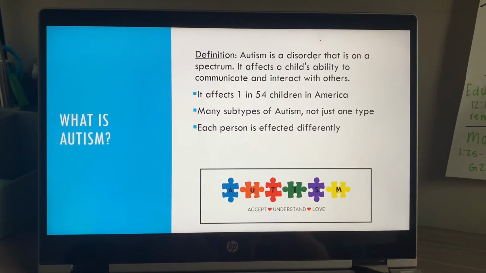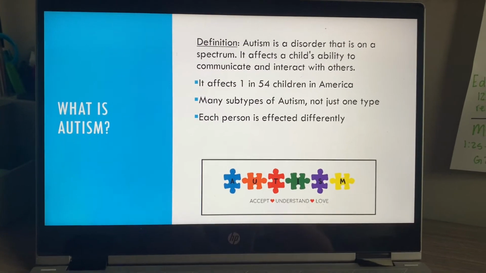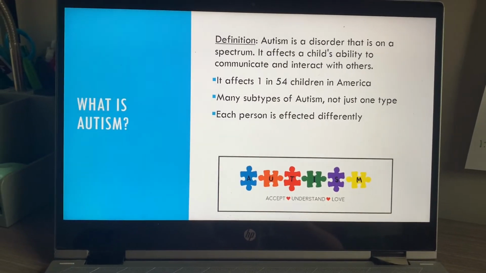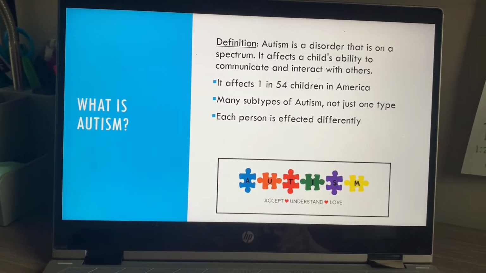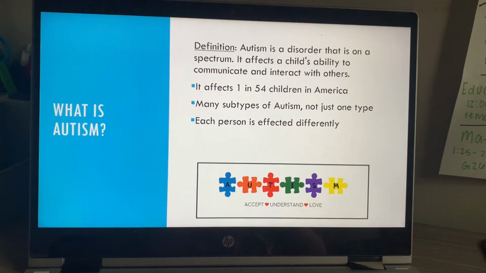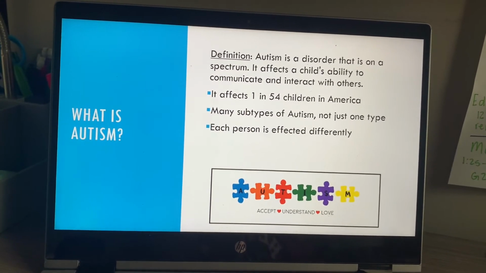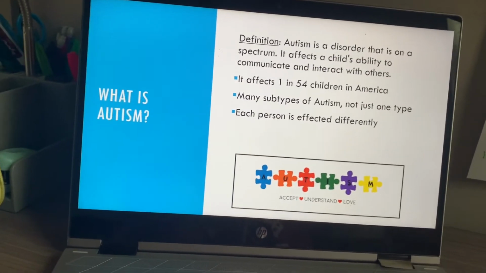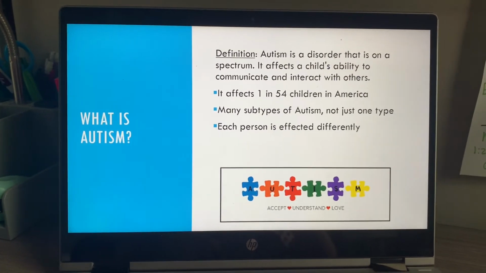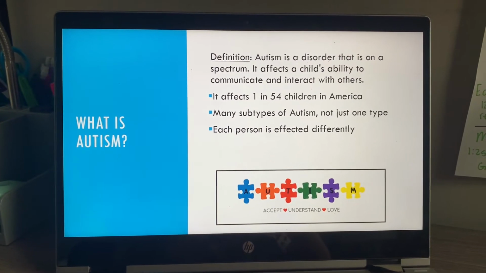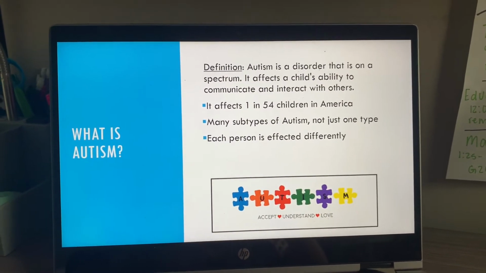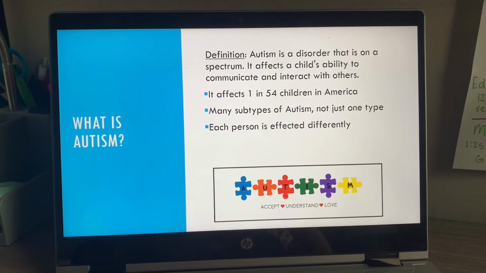Okay, I hope you got that bell work question answered, and now we are going to start off. So, what is autism? Autism is a disorder that is on a spectrum, and its more recent name is autism spectrum disorder, or ASD. It affects a child's ability to communicate and interact with others. It also affects 1 in 54 children in America, which is quite a lot.